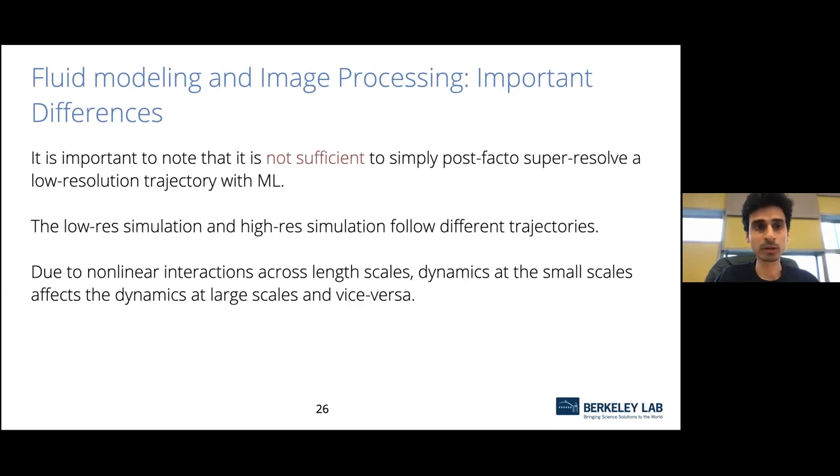It's important to note the differences between fluid modeling and image processing. It's not sufficient to simply post facto super-resolve a low-resolution trajectory with machine learning, and that's mainly because the low-resolution simulation and the high-resolution simulation follow different trajectories. There are nonlinear interactions across length scales, and the dynamics at the small scales interact with the dynamics at large scales and vice versa, which leads to completely different trajectories for the low-res and high-res simulation.